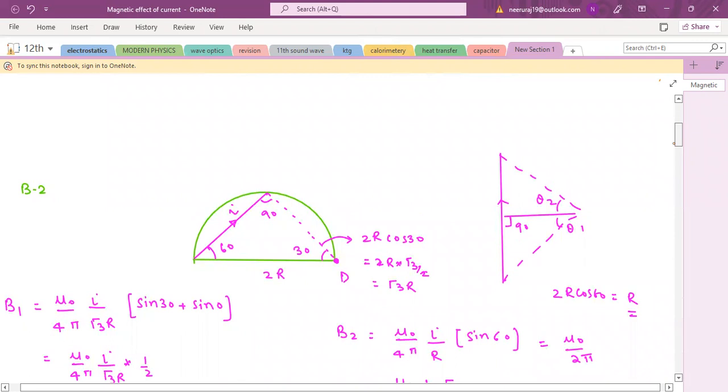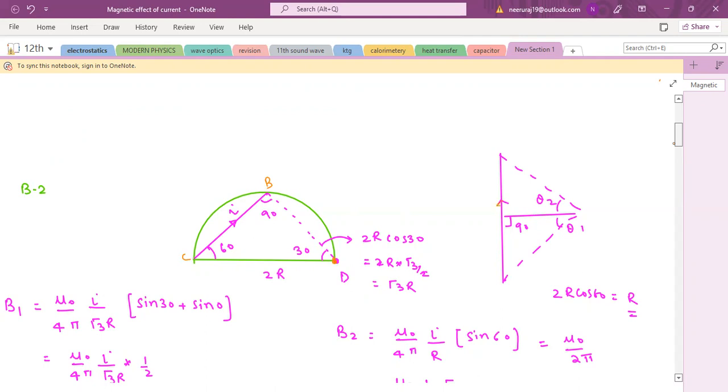Again, bacho, try the B2 problem. Then after trying for at least 2 to 3 minutes, see the solution. So here, bacho, in the B2 problem, they have given two wires. One wire is BC and there is one more wire, AC. And they're asking us to find the field at D. So bacho, let's find the field at D due to the CB wire, first.